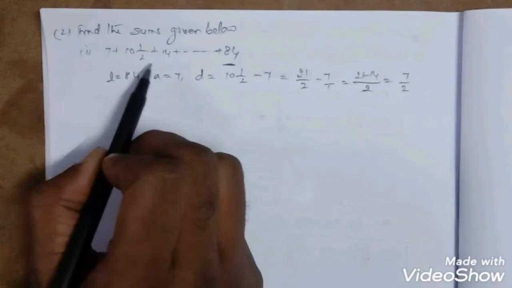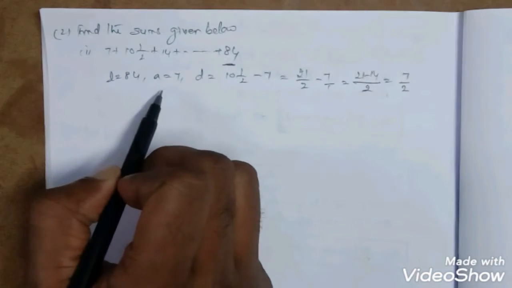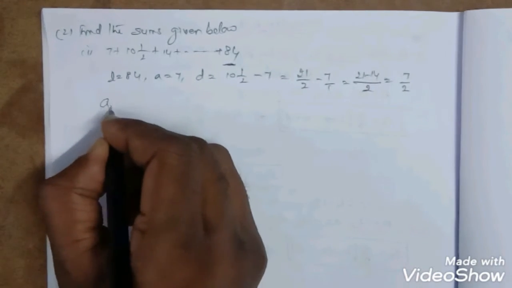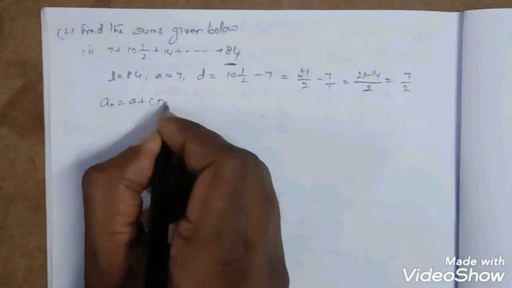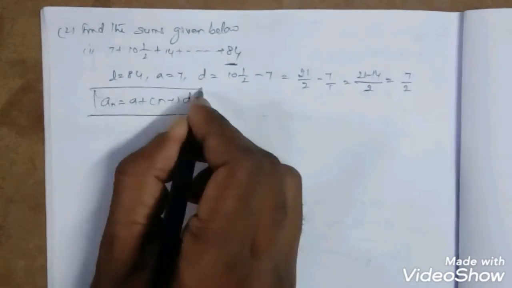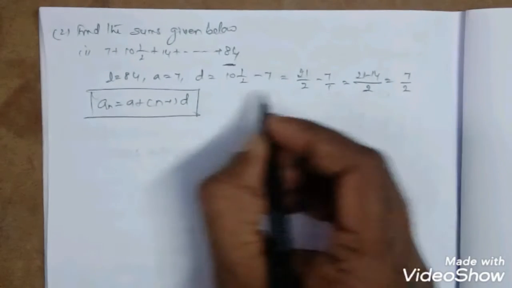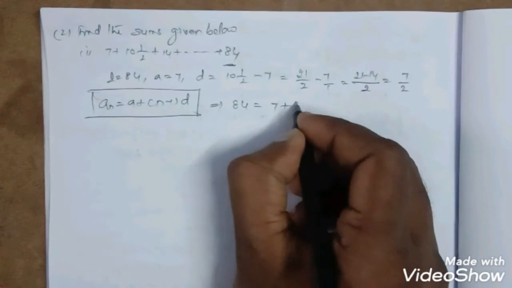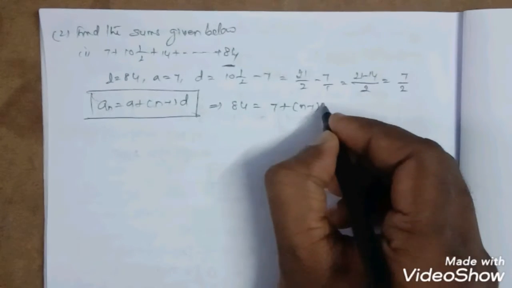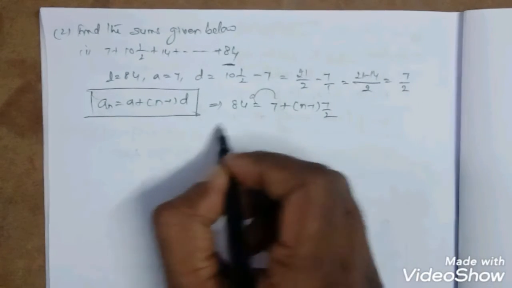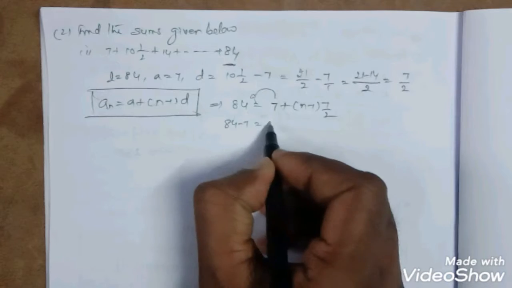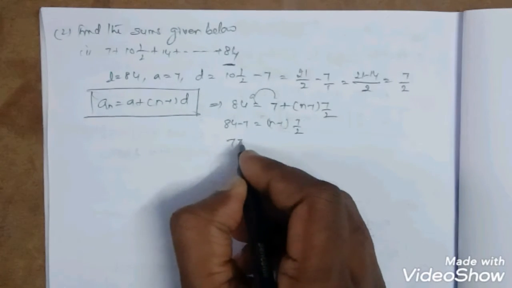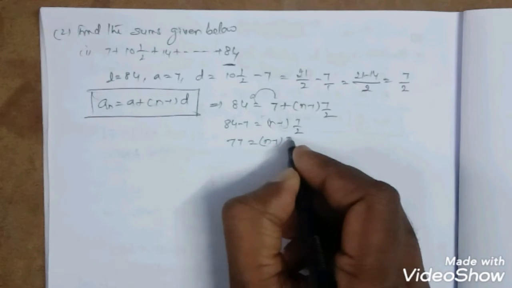So before going to find the sum of terms, first you have to find how many terms are there in this series, right? So for that, you use the formula an is equal to a plus n minus 1 into d, right? Now an is nothing but the last term, so I can write this as 84 is equal to a value 7 plus n minus 1, we don't know n, and d value is 7 by 2. Now send this 7 here, you'll get 84 minus 7 is equal to n minus 1 into 7 by 2. Now 84 minus 7 is 77 is equal to n minus 1 into 7 by 2.